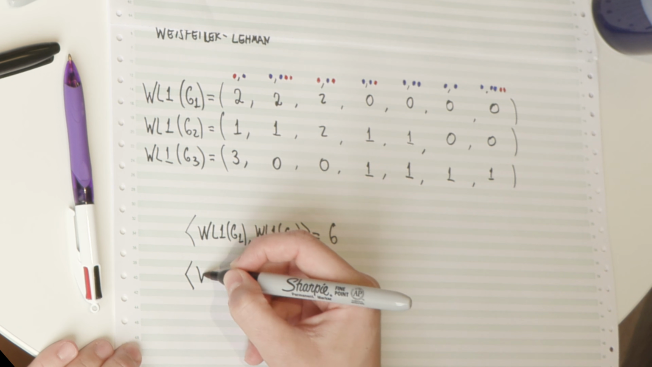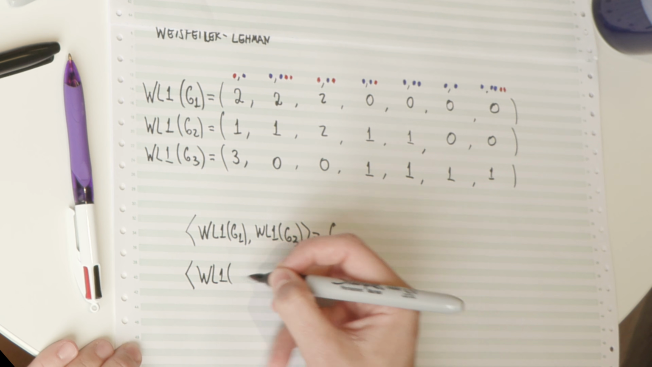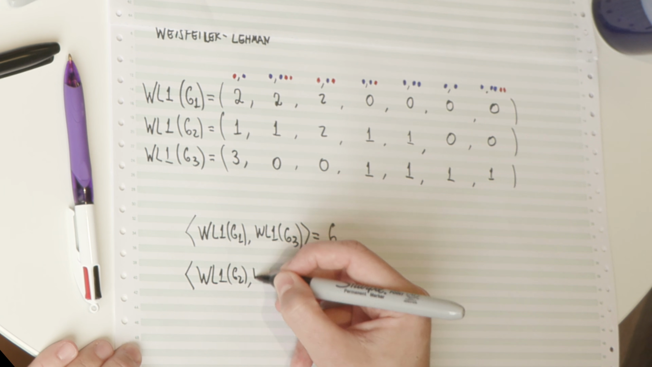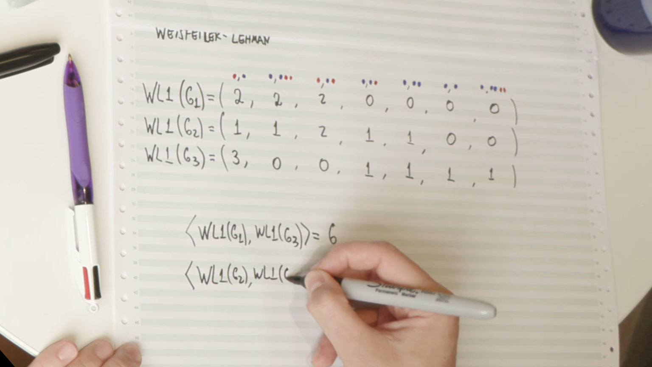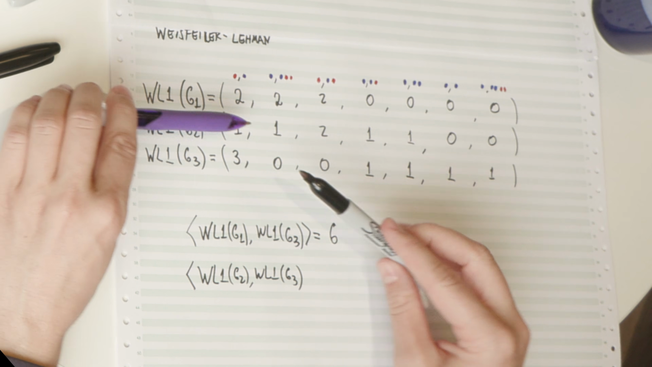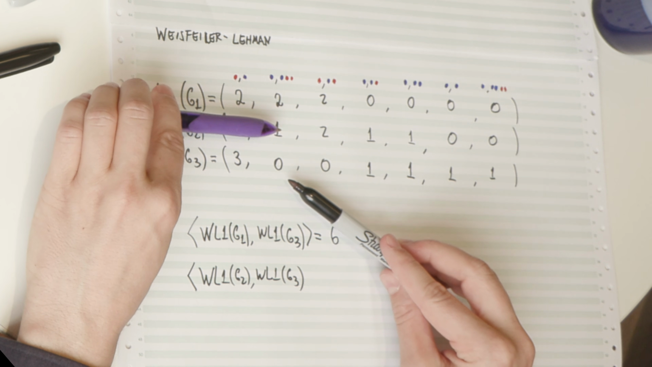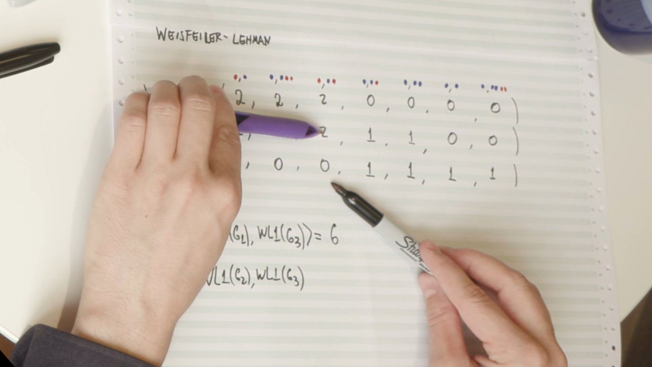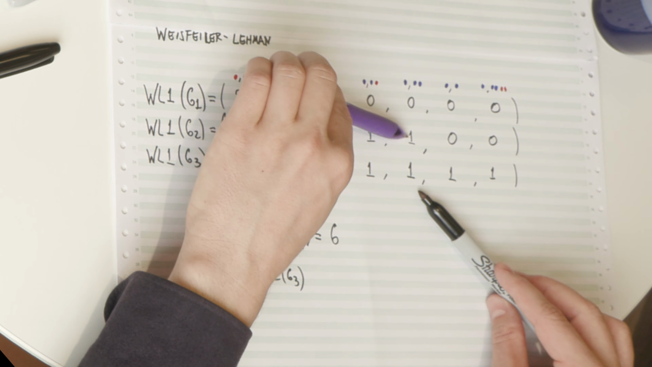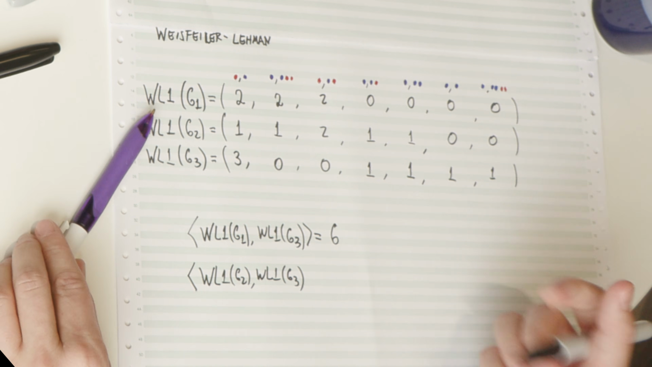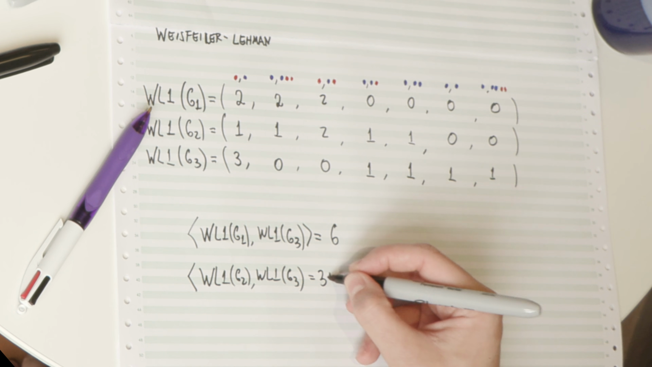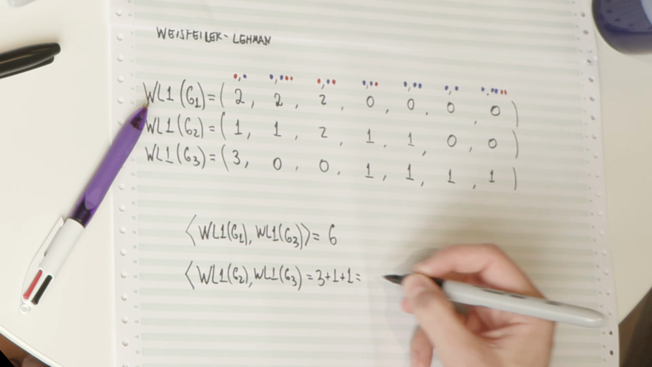And finally, I can do WL1 of G2 and compare with G3. And then I get 1 times 3, which is 3. Then 1's with 0, and that's 0 again. And there's a 1 here, and there's also another 1 here. So I get 3 plus 1 plus 1, which is 5.